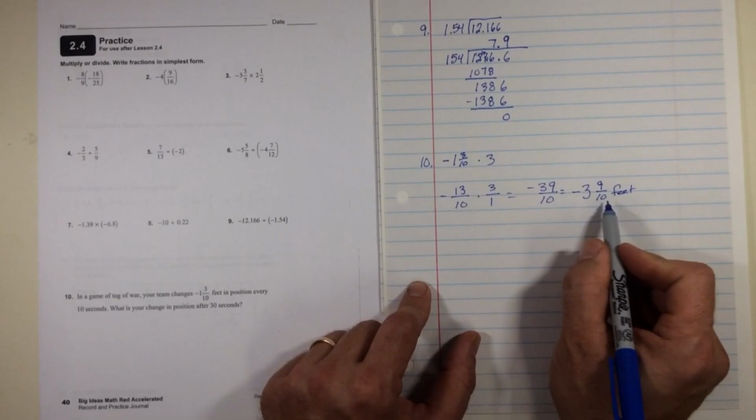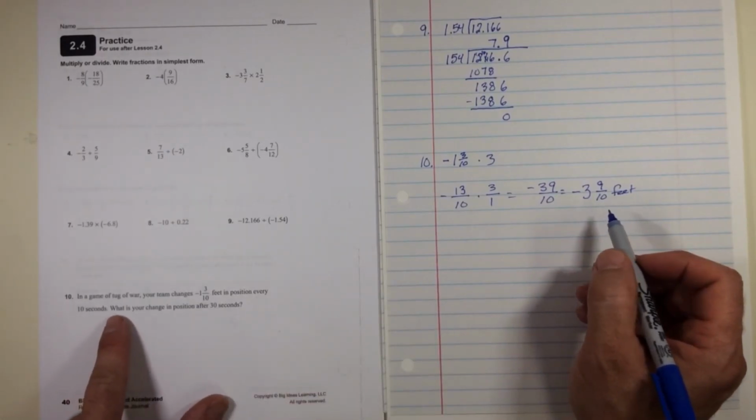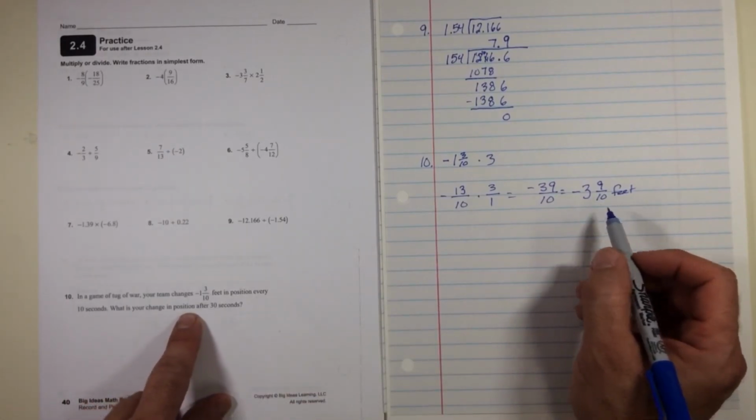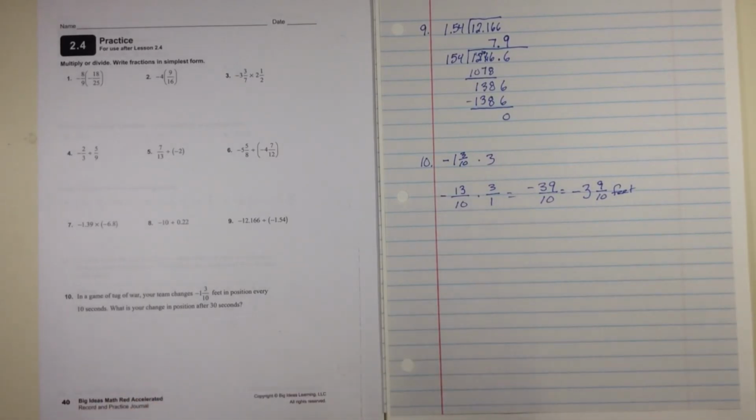And you might think, well, you can't have a negative distance. But this doesn't say what was the distance. It says what was your change in position. And your change in position can be negative.